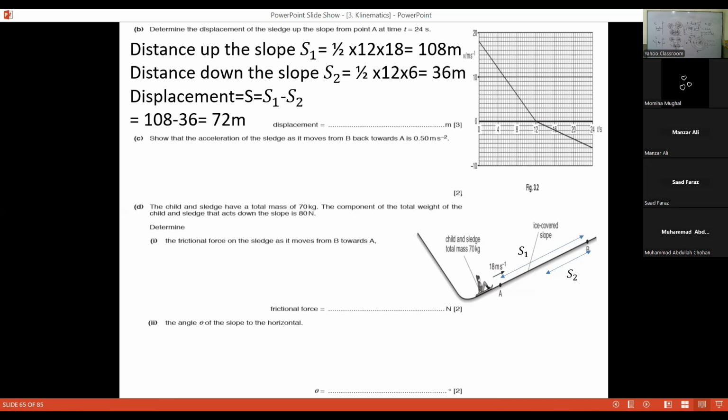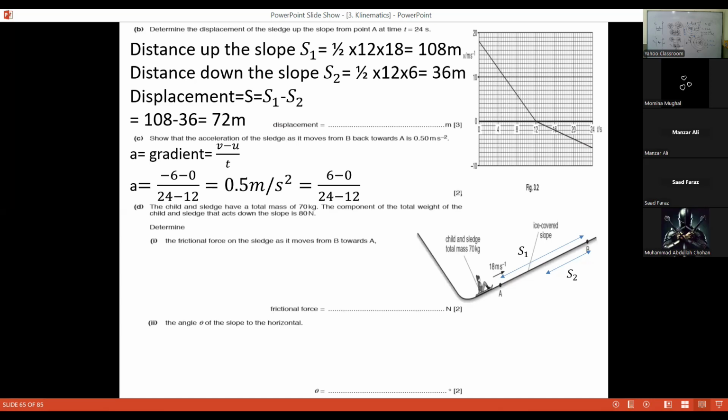Backward acceleration. That means you have to give the value of the gradient of the graph. V minus U over T. 6 minus 0 over 12. Minus 6 मैं इसलिए ले रहा हूं because it is downwards. Answer minus 0.5 में आ जाता है या 0.5 में आ जाता है. Both answers are correct. आप अगर 6 लेते हैं तो फिर भी 0.5 आ रहा है. आप minus 6 लेंगे तो minus 0.5 आ जाएगा. That will only show you the direction. So it does not matter. You just have to give the value.